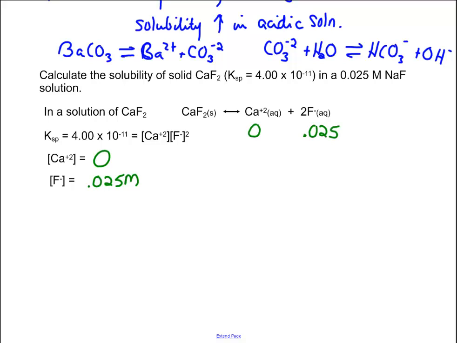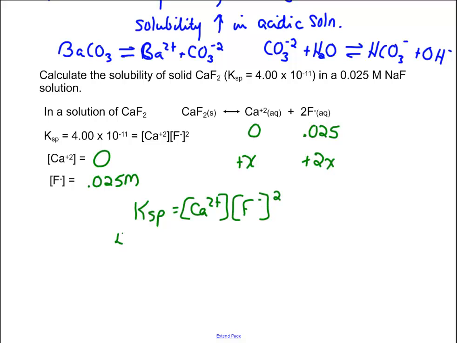Now since calcium is at 0, my equilibrium is going to shift to the right because I want to generate some calcium ions. So this is going to be plus x, and this is going to be plus 2x because I have a 2 coefficient for my fluoride ion. I want to find out what that concentration is, so I'm going to use Ksp and solve for x. Ksp equals the concentration of calcium ions times the concentration of fluoride ions squared. So I have 4.0 times 10 to the negative 11 equals x times (0.025 plus 2x) squared.